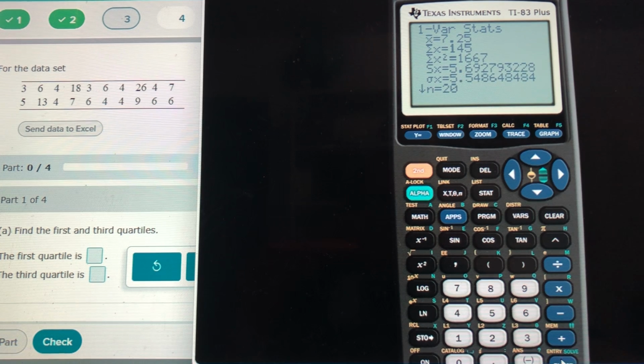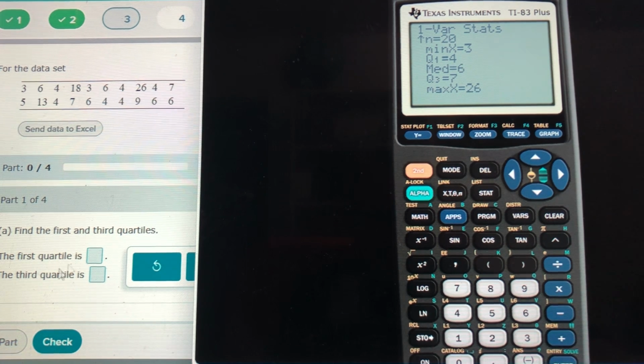And you get a bunch of calculations here like x bar, that's the sample mean. Sx is sample standard deviation. Sigma x is population standard deviation. n equals 20, that's your sample size. Notice there's an arrow pointing down, so if you down arrow 1, 2, 3, 4, 5 times, that's as far as it goes down. This is called the 5-number summary: the minimum value 3, the maximum value 26, the lower quartile 4, the upper quartile 7, and the median 6.